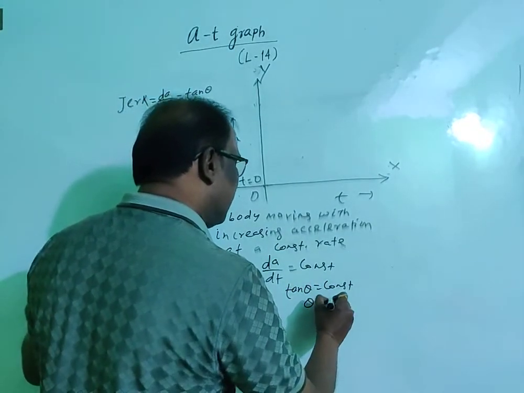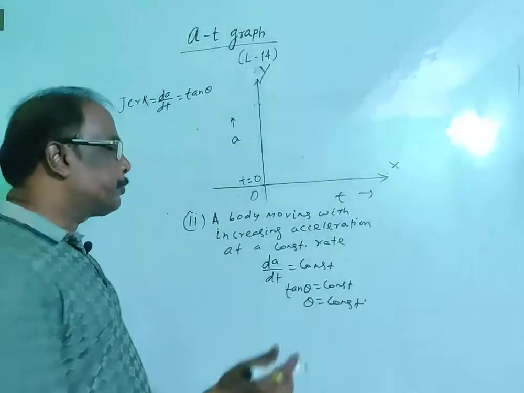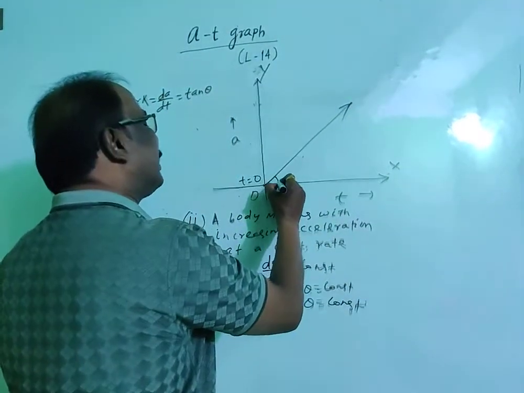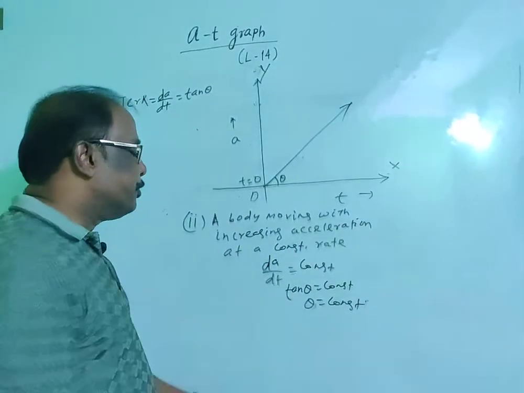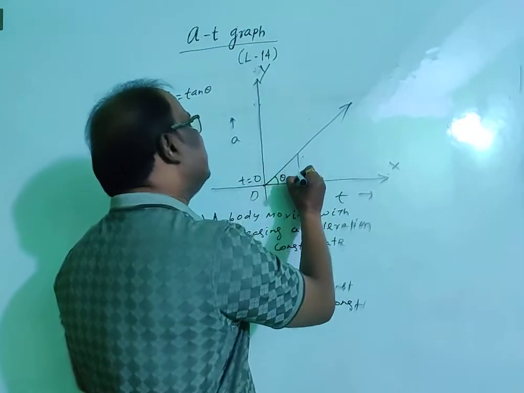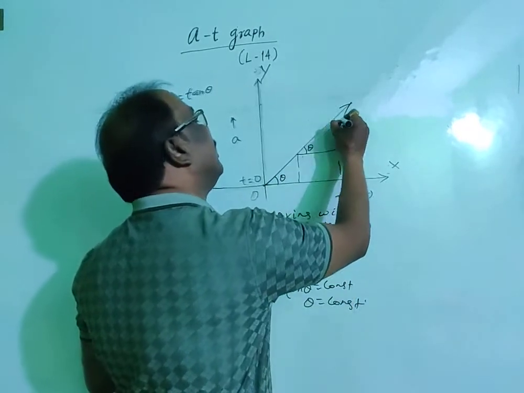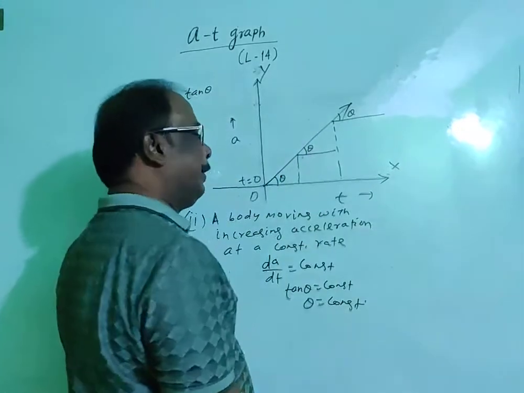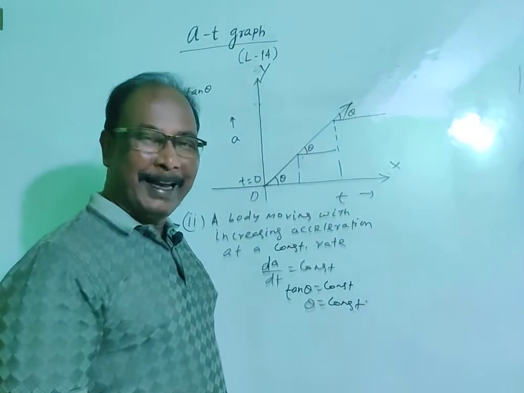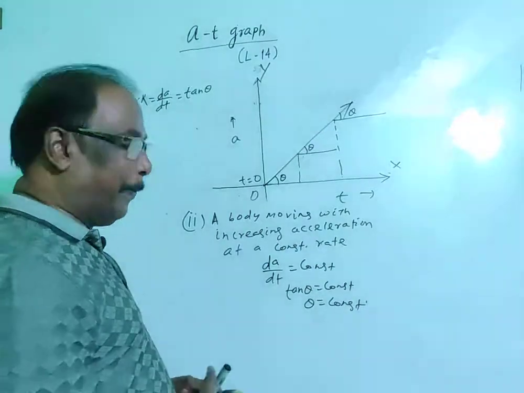It means theta is constant. Again, theta is the angle made by the graph with the time axis. So here theta is constant means the graph is a straight line making a constant angle with the time axis. Slope of the graph is constant means theta is constant. At any time you can observe theta is constant. The graph is a straight line making a constant angle with the time axis. Clear? A body moving with increasing acceleration at a constant rate. Okay. Fine.